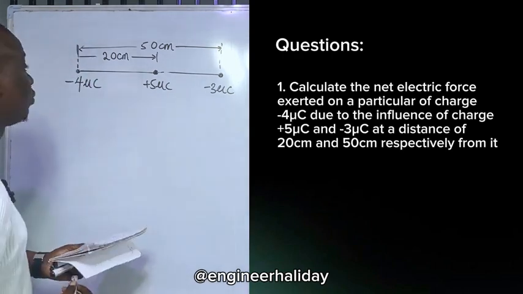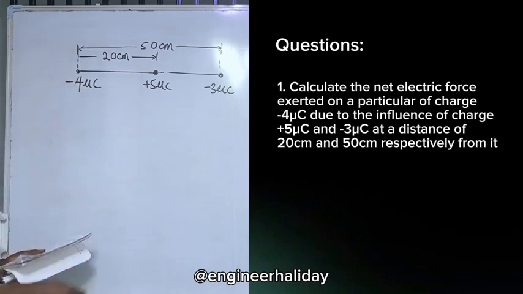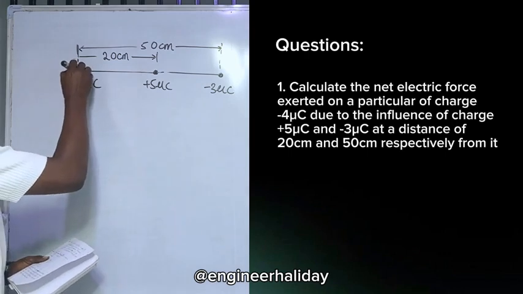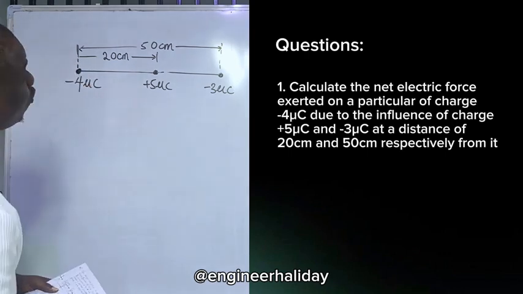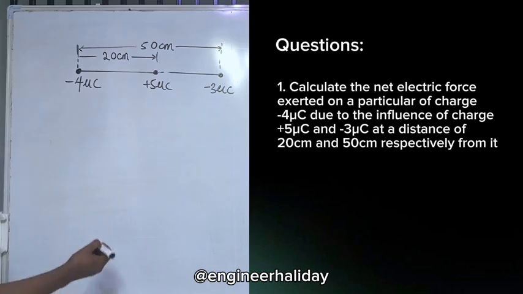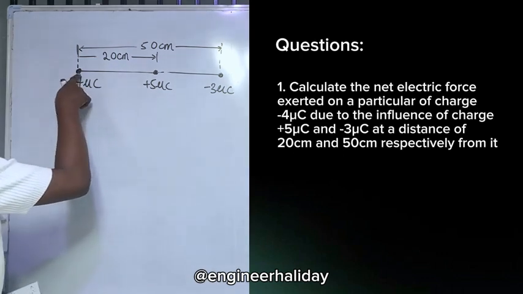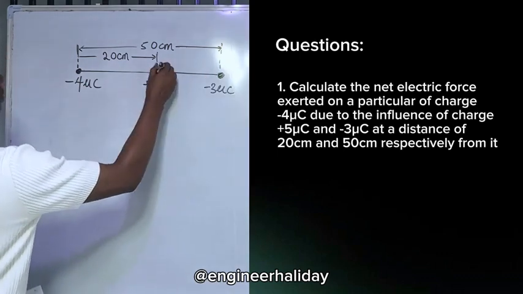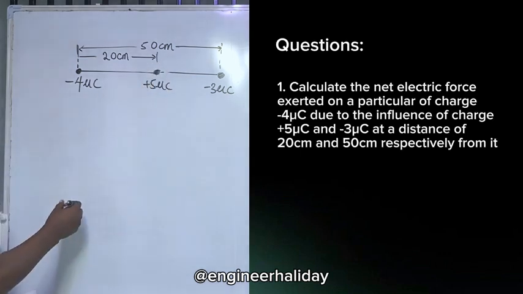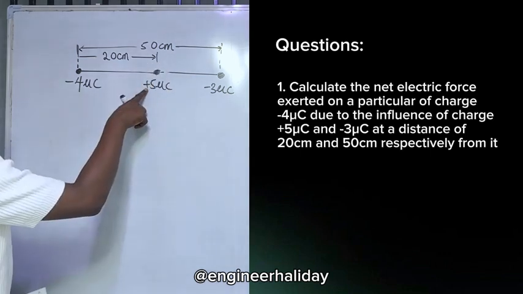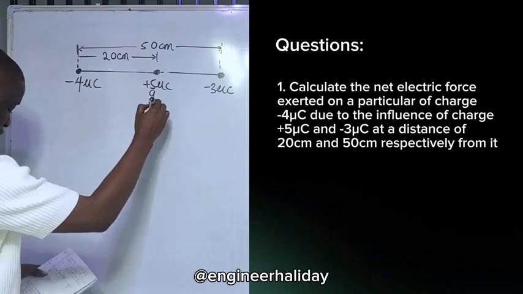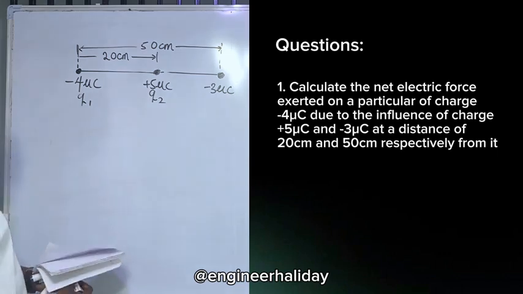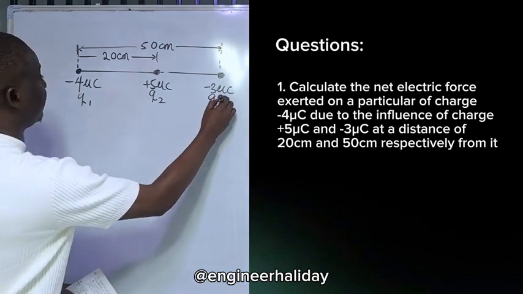Now, it says we should calculate the net electric force on this particular minus 4 microcoulombs. Now, what I want to do is very easy. Since we are calculating the net force on this due to the influence of this and this according to the question, what I will advise us to do is, let's call this one charge Q1, this one Q2, and this one Q3.